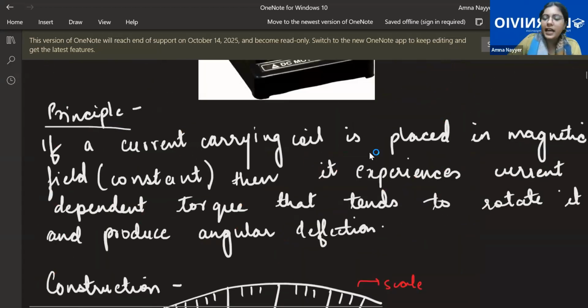See, if a current carrying coil is placed in a constant magnetic field, we usually take constant magnetic field, then it experiences a current dependent torque. Why? Because we know tau is equal to NAIB sine theta. That's why I told you its formula so urgently, so that you can understand this. Then it experiences the torque, and torque will produce angular deflection. Torque's function is to rotate.